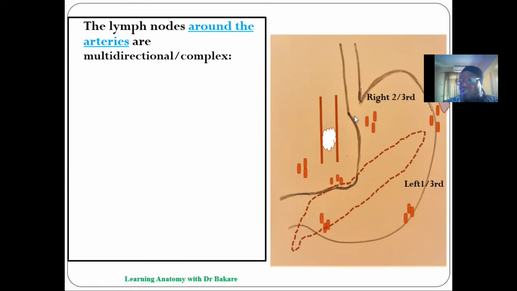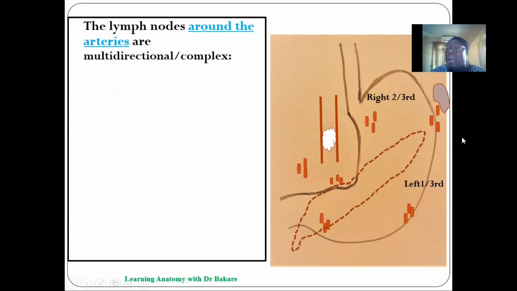The lymph nodes in the stomach region are located around the arteries. We have the different arteries that branch off from the celiac trunk, as we described in our previous slide, supplying different regions of the stomach. Around the different arteries, we have lymph nodes. They are located around the arteries, and these lymph nodes are complex and are drained in a multidirectional pattern. But before we go into that, let's look at the different lymph nodes that we have around the stomach.